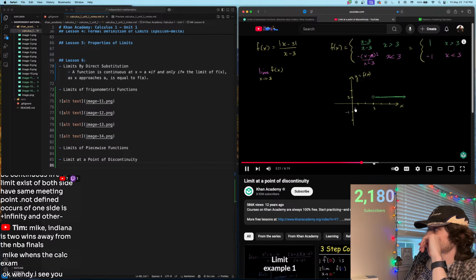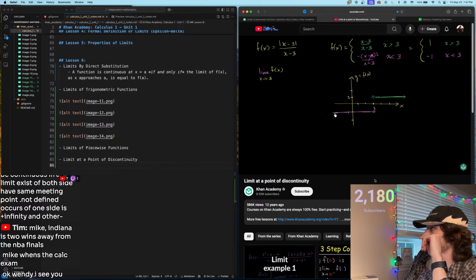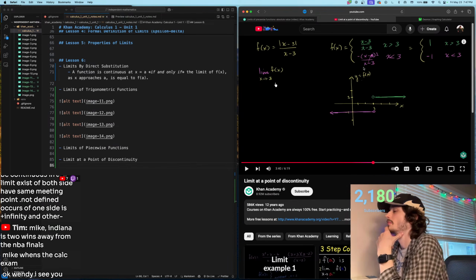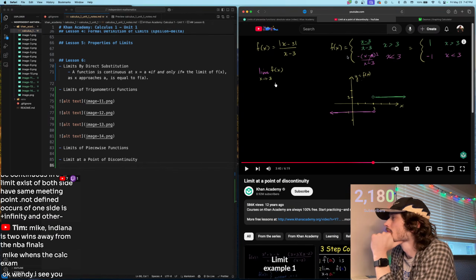And if x is less than 3, our function is equal to negative 1. So it looks like this. Once again, it's undefined at 3. So now let's try to answer our question: what is the limit as x approaches 3? At x equals 3, you get a value of 1 and a negative 1.